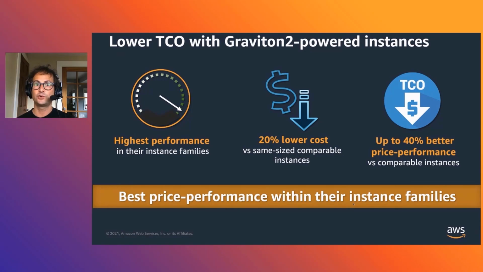And of course, there are two components to that 40% better price performance. On one side, there's the 20% lower cost, and there's the performance that you might get from those instances for your specific workload. And here, we do see, on average, something around 20%, and in some cases, you will get a lot more than that.